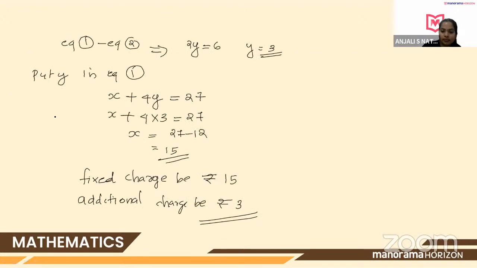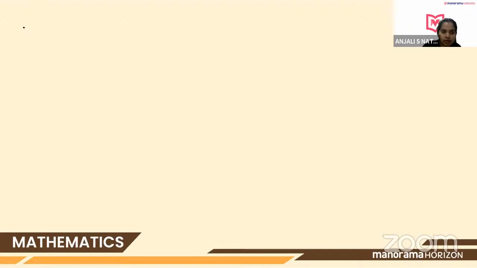So let's check question number 2. We have to find the ages of Ani and Baiju. So let the age of Ani be X and the age of Baiju be Y.